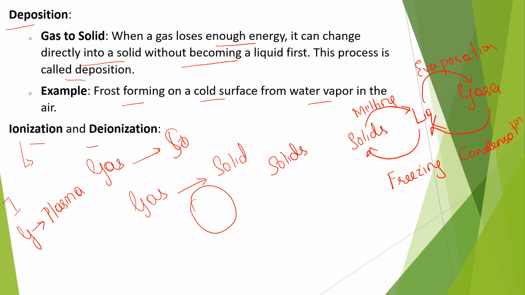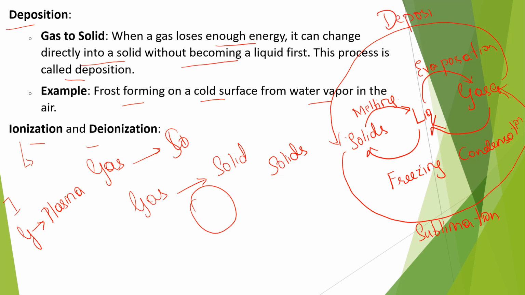But when a solid skips the liquid and directly gets into gas form, then it is called sublimation. In the same manner, when a gas without getting into the form of liquid becomes a solid directly, then this process is called deposition. Okay, so this is about the conversion of the forms of matter.